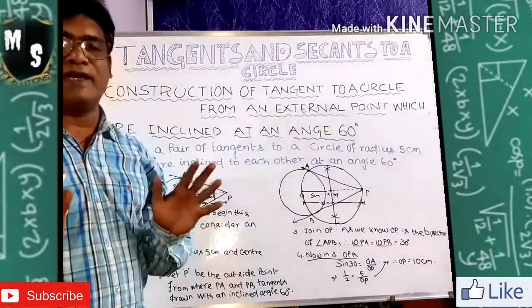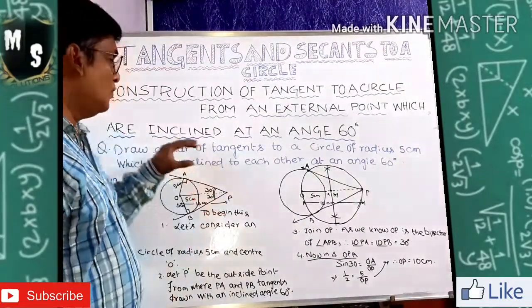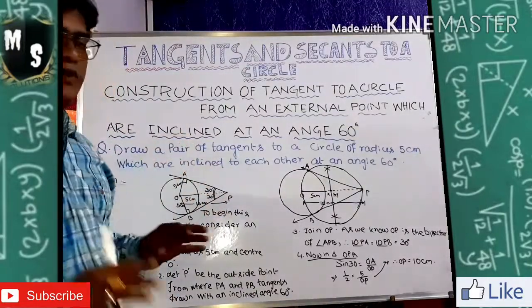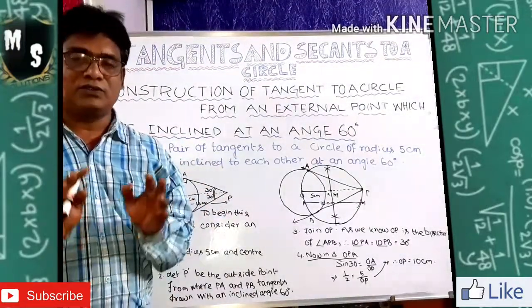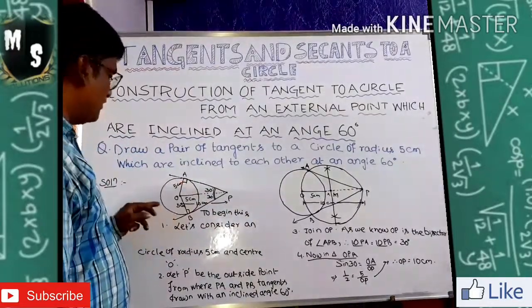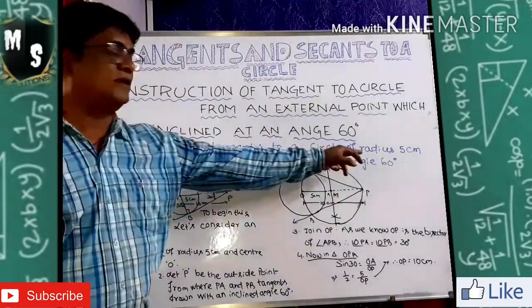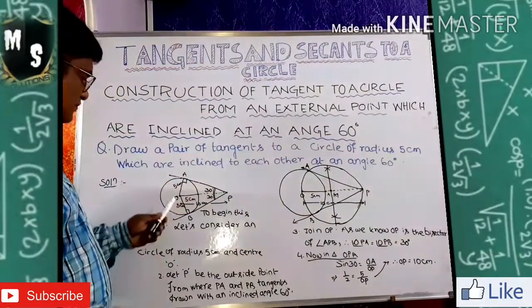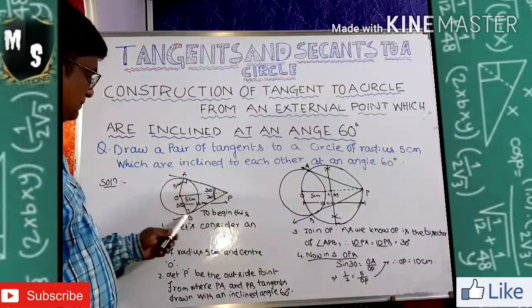So both are inclined to an angle 60 degree. To do this, first we have to go for a rough figure. So what is the rough figure? See, very slowly I am saying. This is called the rough figure. I draw a circle of radius 5 cm. I draw it. So the radius of the circle is 5 cm.